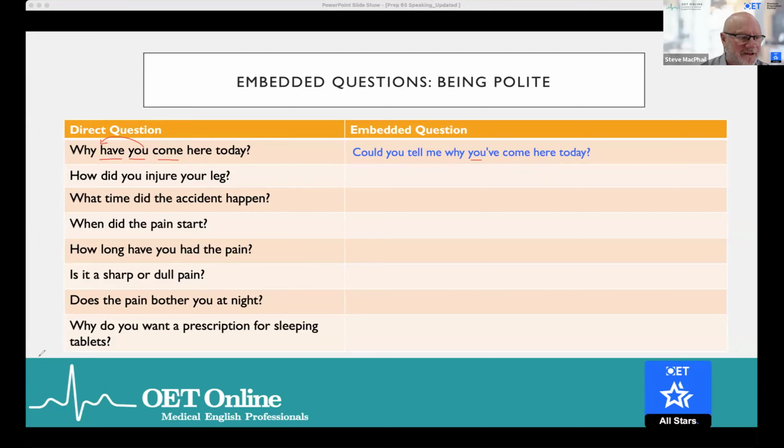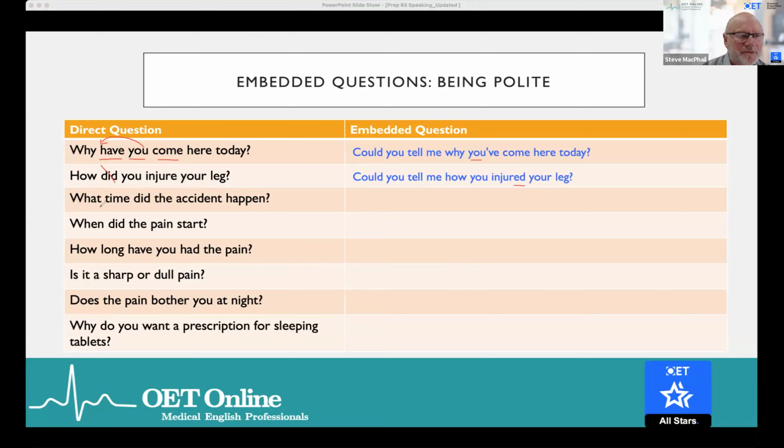All right, let's look at another one. How did you injure your knee? This is different. Could you tell me how you injured your knee? Now, in this case, what we do, if we have our auxiliary verb, did, we remove it. Could you tell me how you, and this is a past tense verb, we turn injure into the past form. Could you tell me how you injured your knee?